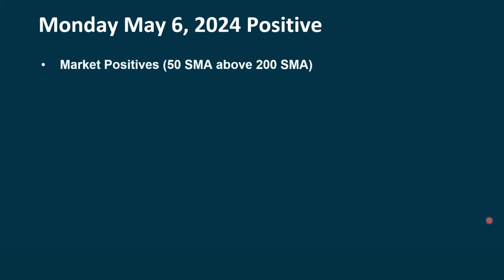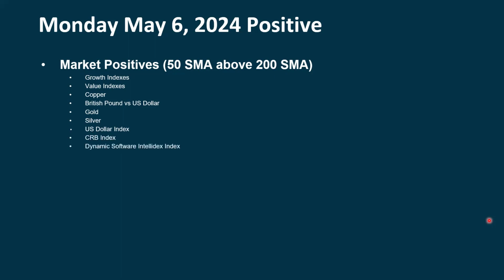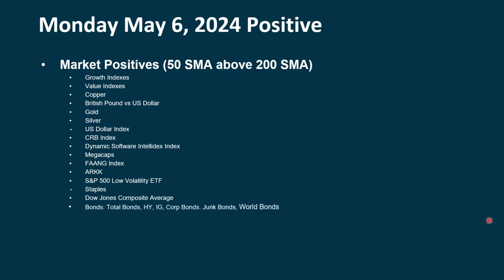My definition of positive as it applies to this video is when the 50-period simple moving average is above the 200-period simple moving average. So we have the growth indexes by themselves, the value indexes by themselves, copper, the British pound compared to the dollar, gold, silver, the dollar, the CRB index, the big software companies, the mega caps, the FANG index, ARC, low volatility when you look at it by itself, staples, the Dow Jones Composite Average, bonds based on price.